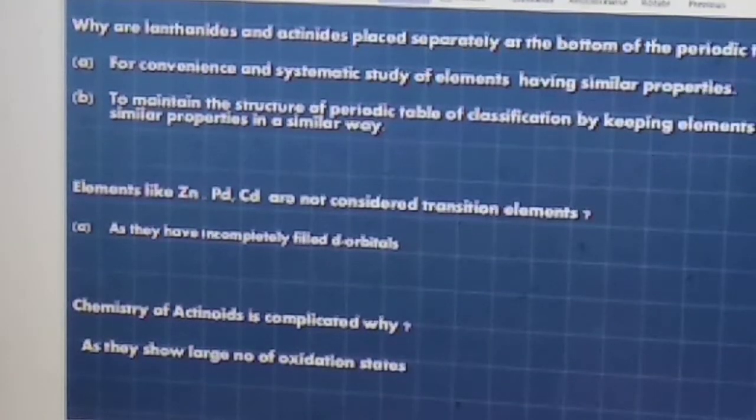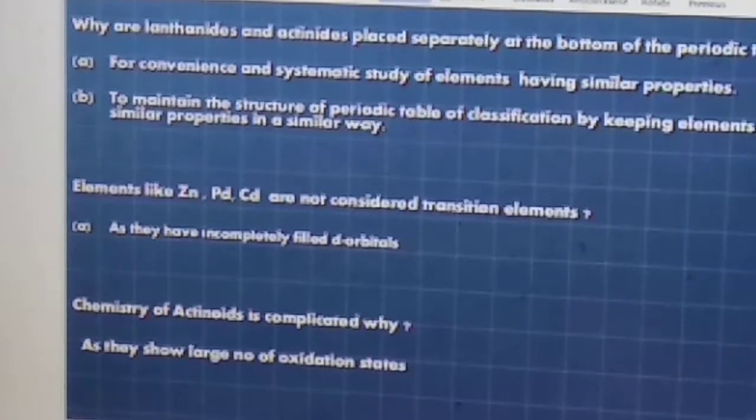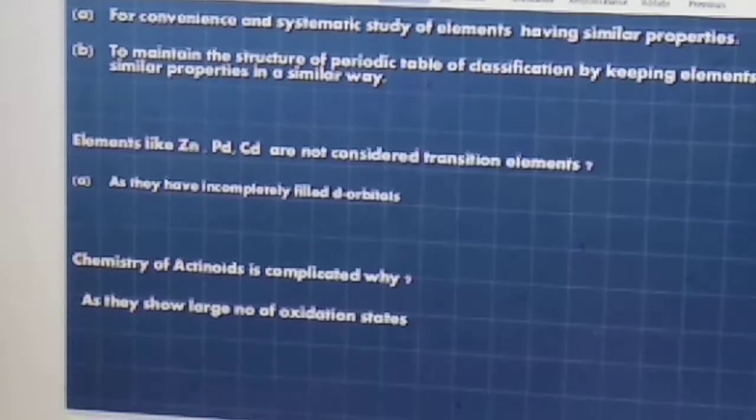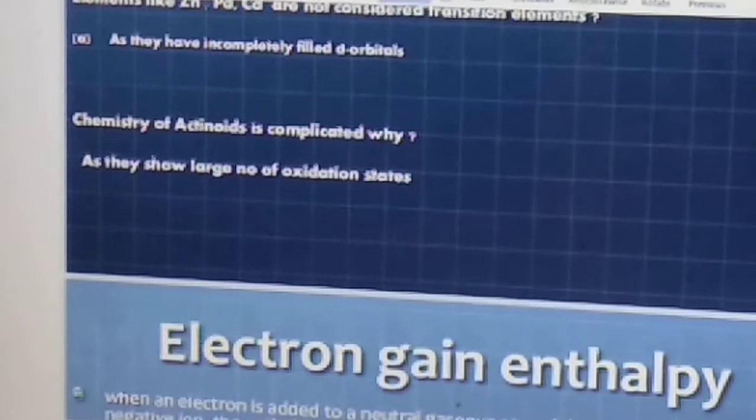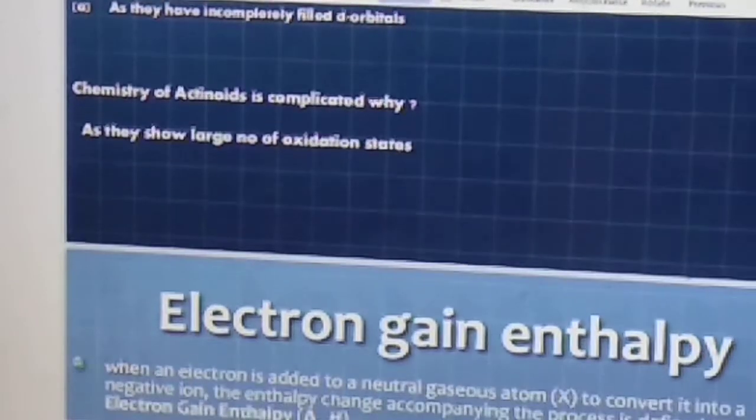Chemistry of actinoids is complicated. Why is the chemistry of actinoids complicated, students? Because they show a large number of oxidation states compared to the lanthanoid series. Now students, ionization enthalpy is completed. Next is electron gain enthalpy.